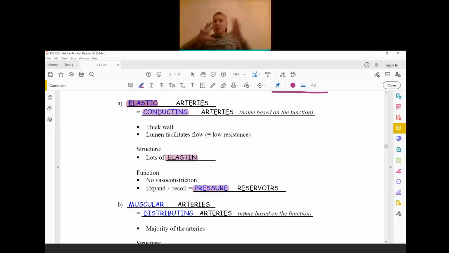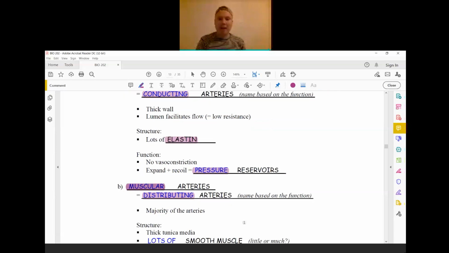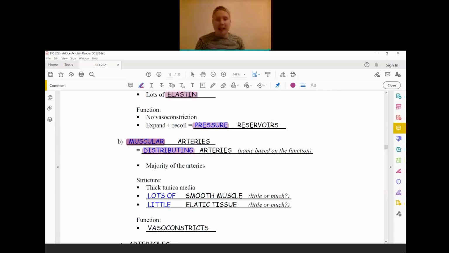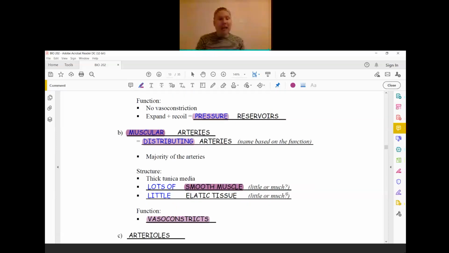Then we get to the muscular arteries. And muscular arteries are instead described as distributing arteries. So they choose where the blood goes rather than the conducting arteries, which just simply transport it. And actually, most of the arteries are muscular arteries. So what we end up finding is that there's going to be a lot of smooth muscle in these walls of the muscular arteries, very little elastic tissue. And they can do now this vasoconstriction that we didn't see earlier on. So they can constrict if we don't want blood going to a certain part. The vessels that lead to that part get constricted.